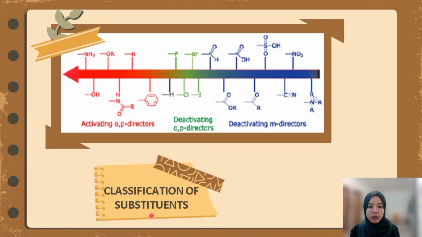Okay, this is the classification of substituents. So we can see here, the blue one is the deactivating group, which is at meta position. The green one is the activating group, which is ortho para position, and the red one is an activating group, which is ortho para position. So next.